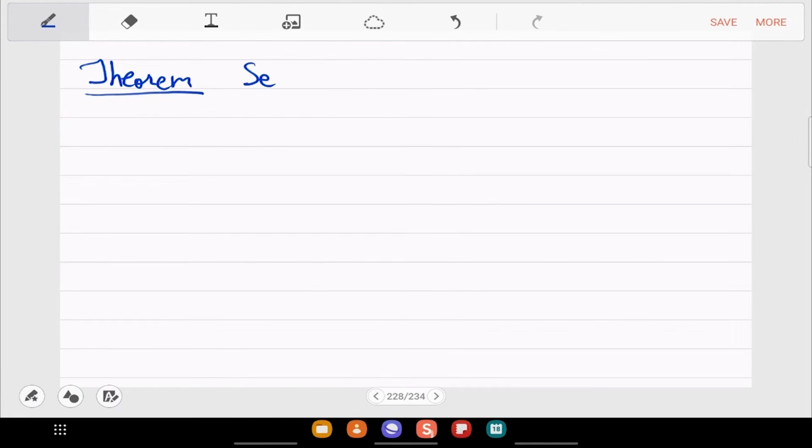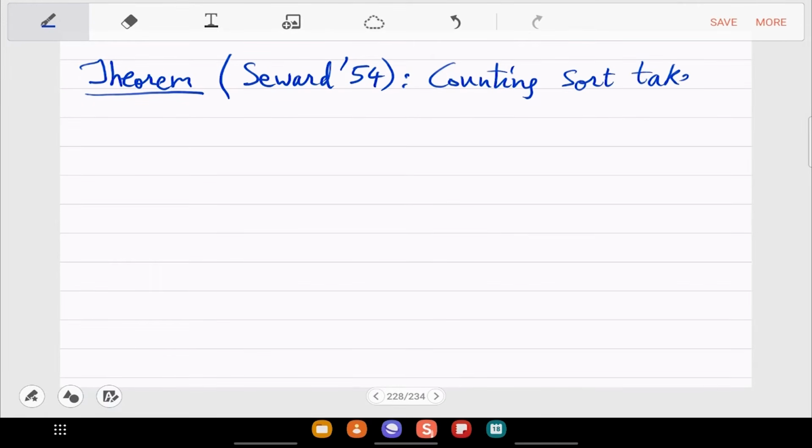So this is Sievert's counting sort implementation. So counting sort takes order n plus k time and space. And it's a stable algorithm.